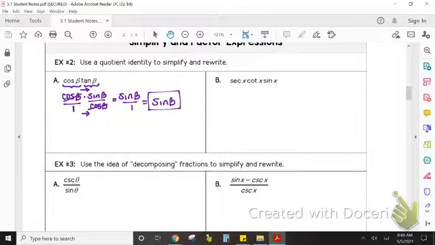All right, for B, I'm going to do the same thing. I'm going to change everything to sine and cosine. So we know that secant is 1 over cosine. We know cotangent is cosine over sine. And then sine of x is just sine of x over 1. So remember, anything that's on top and bottom will cancel. So my cosines will cancel, my sines will cancel, and I'm left with 1 over 1, which is just 1.